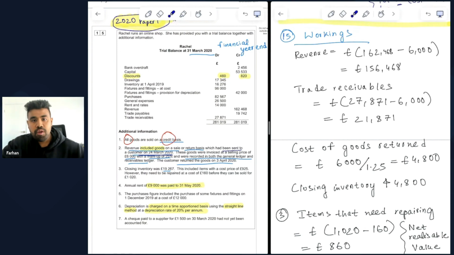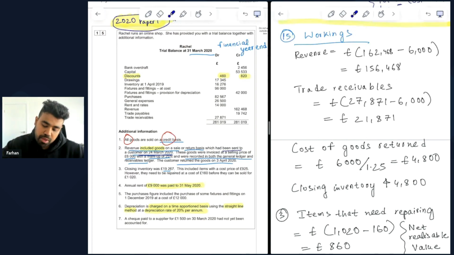We also know that the customer has returned these goods on 3rd April 2020. Although 3rd April 2020 falls in a new financial year, the return for the sales that has been made relates to the sales which has been done in this financial year ending 31 March 2020, and therefore must be adjusted appropriately when preparing the numbers.